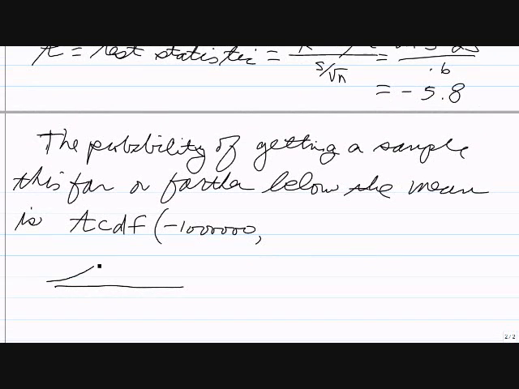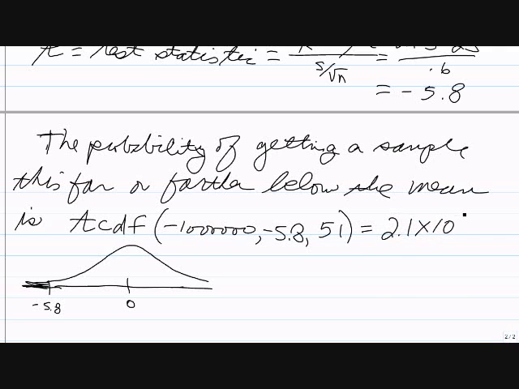So let me make a new drawing of that. There's our t-distribution. Here's negative 5.8 standard deviations below. And then what's the area below that? I have to tell tcdf the number of degrees of freedom. We had a sample size of 52, so the degrees of freedom is 51. Throw that in my calculator, and it gives me 2.1 times 10 to the negative 7, which is 0.00000021, essentially 0.